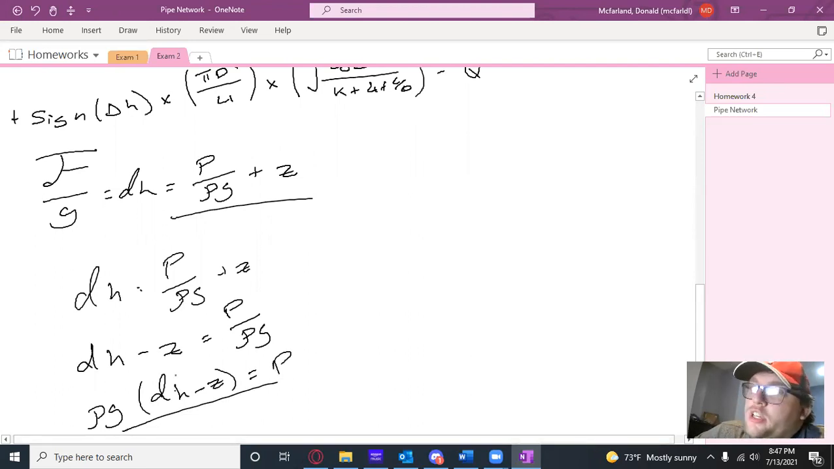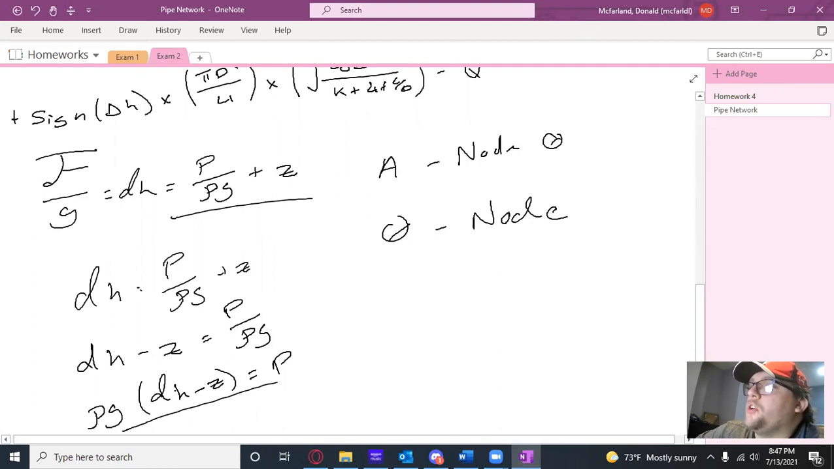Now, we're also going to need to make a guess for dH. So if you think about it, node 0, the head value is some value. I'll just call it A. And then a B value, but I think it's just 0 at node 4 because Z is 0 and pressure is 0 there. So basically what's going to happen is if we take the mean of these, we'll have a good guess.